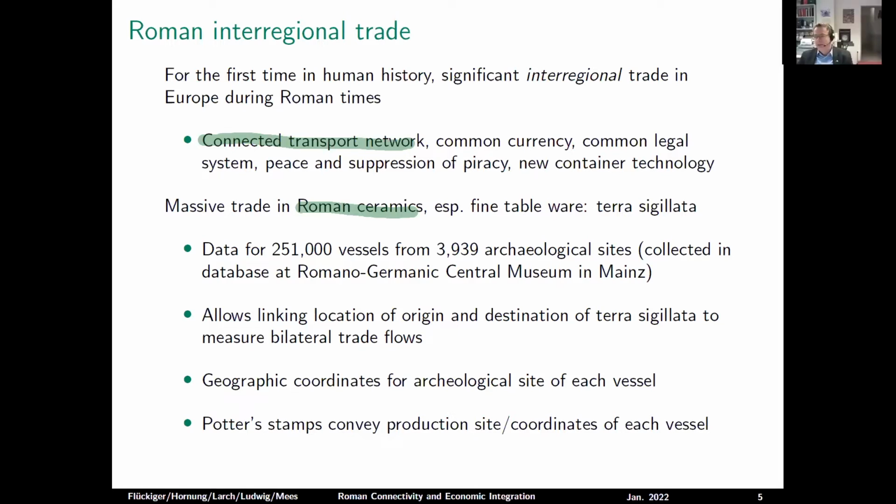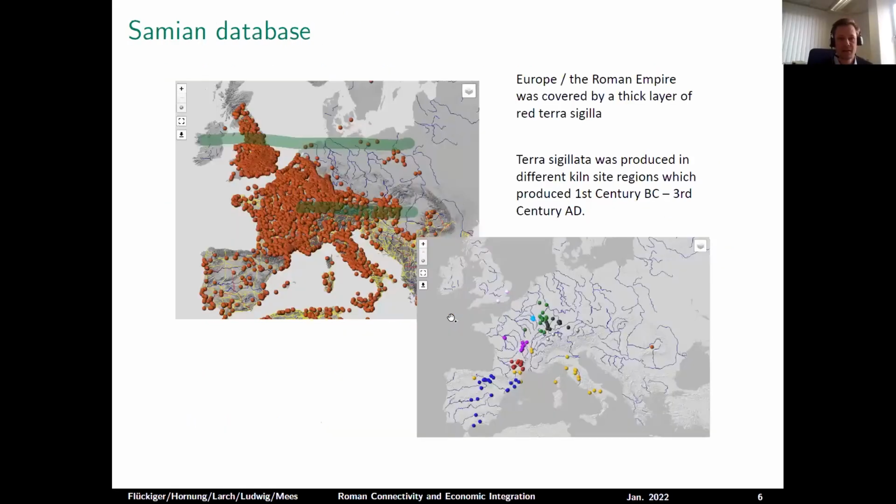Yeah, thank you, Erik. Can you just show the next slide? Yes. Right. So what the data set shows is that the Roman Empire was just covered with a thick layer of ceramics, the Roman porcelain it was. We only show here the incidences, not the frequencies, because then you wouldn't see anything anymore on the map.